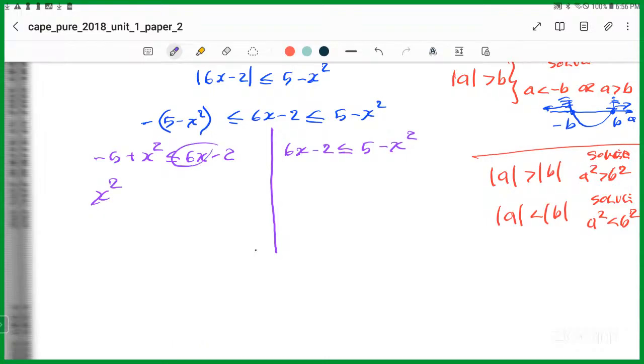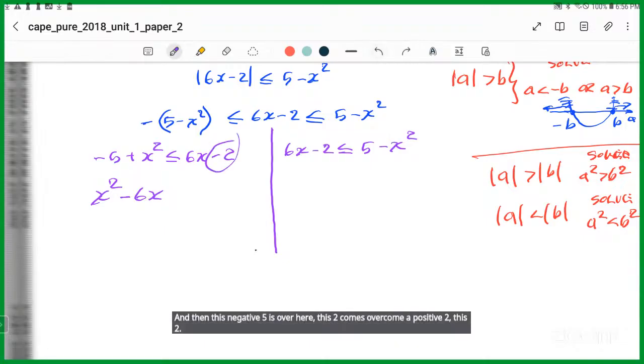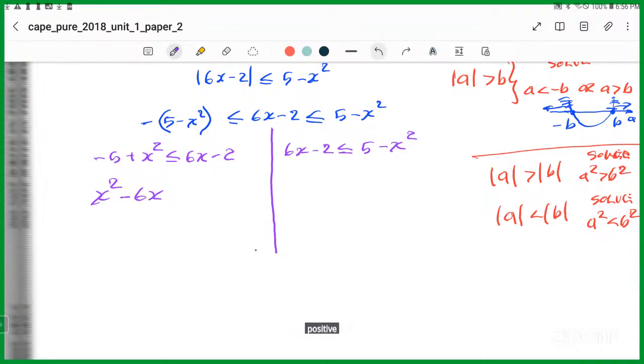This 6x comes over this side, will become minus 6x. And then this negative 5 is over here. This 2 comes over, becomes a positive 2. 2 minus 5 is negative 3, less than or equal to 0. And that can't factorize, right?